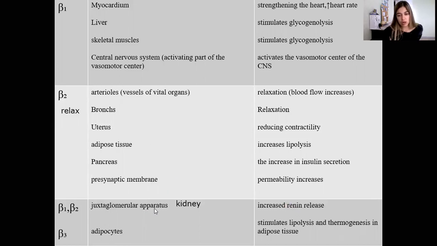Adipose tissue can also be affected by beta 3, beta 2 receptors, which stimulate lipolysis and thermogenesis in adipose tissue. Okay.